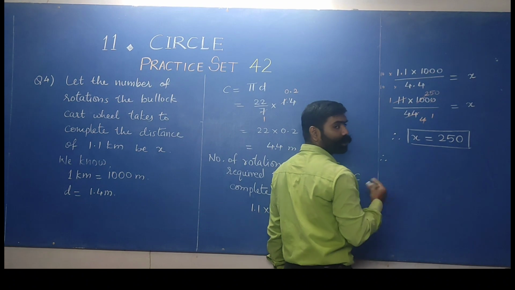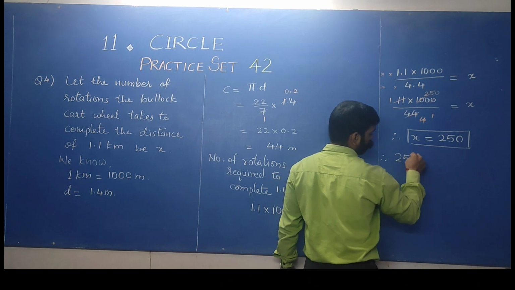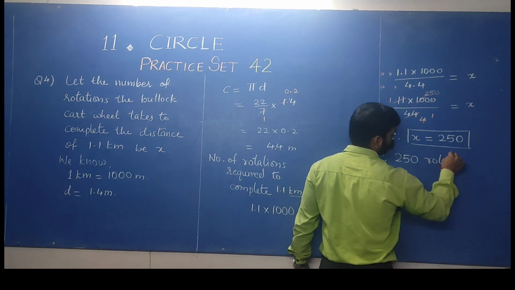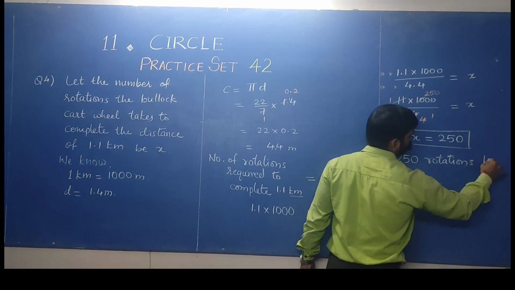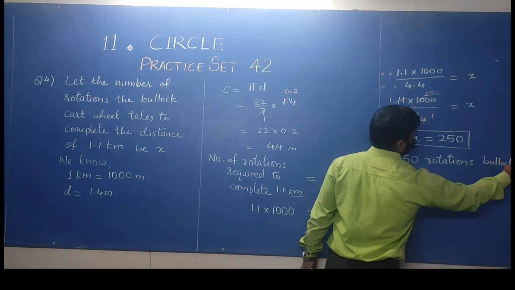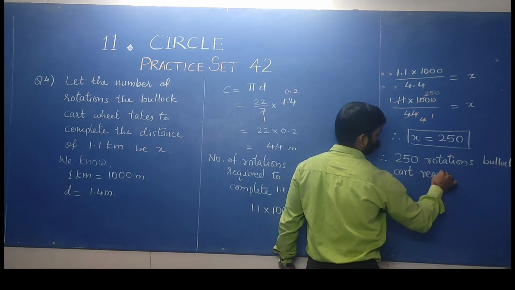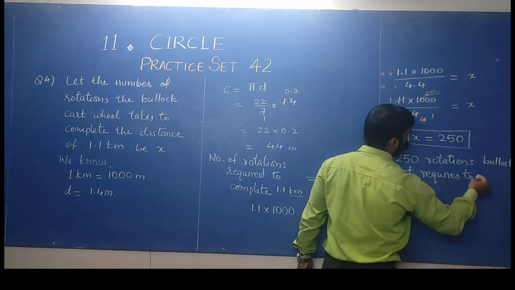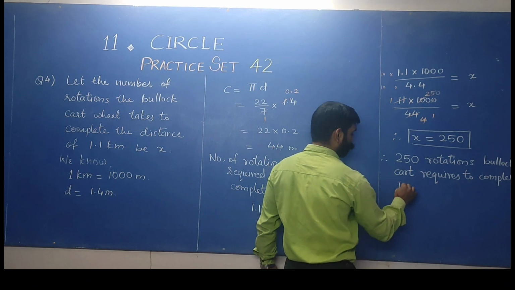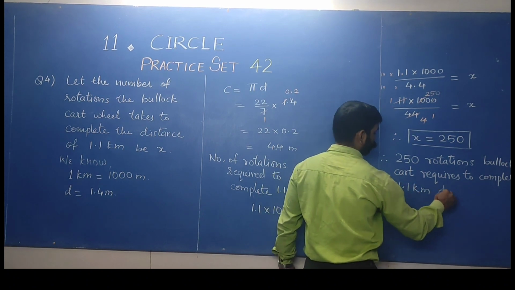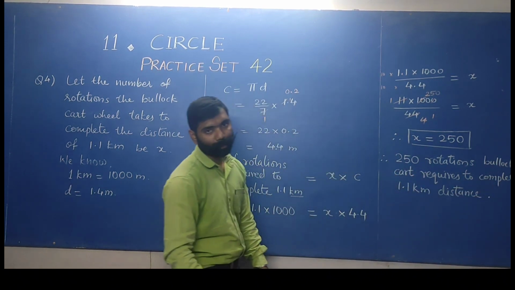Therefore the final answer we will write: 250 rotations the bullock cart requires to complete 1.1 kilometer distance. Okay students, this question is simple. Take this screenshot.